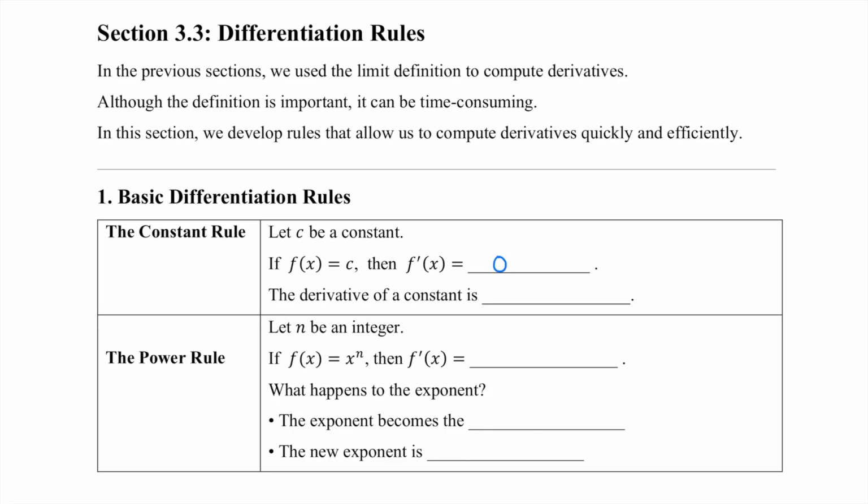Why is that? Remember that the derivative represents the rate of change or the slope. But if a function is a constant, it does not change at all. So the rate of change is 0 and the slope of the graph is 0. So we can summarize the rule like this: the derivative of a constant is 0.